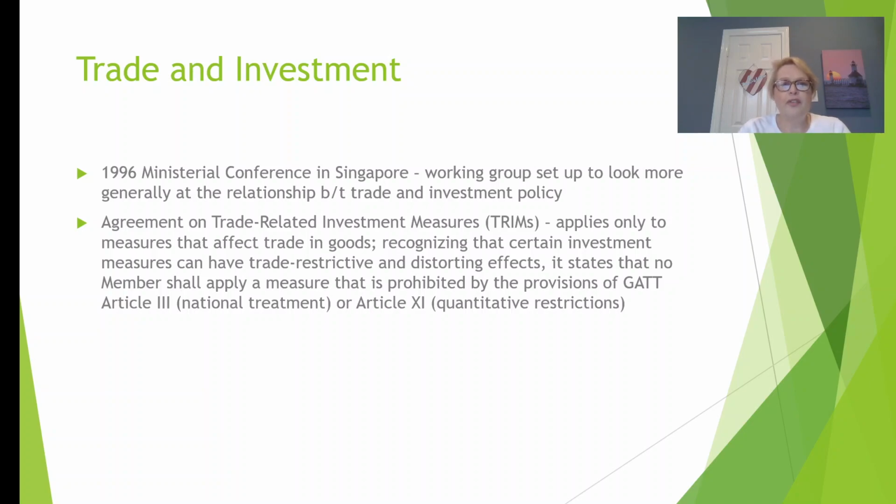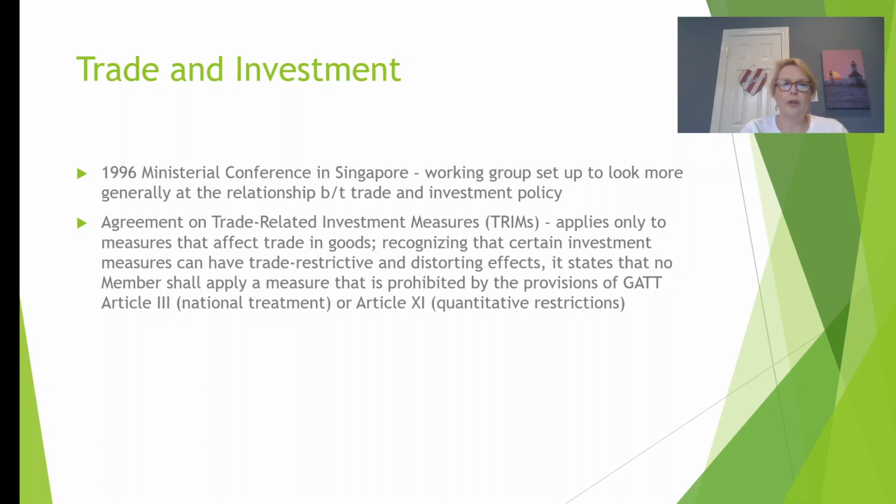This is on your test as well. This is very important. The Agreement on Trade-Related Investment Measures, you need to know those exact words. It's referred to as TRIMS. You also need to understand that it applies only to goods, not services. So only actual items. And it's saying that no member of the WTO can apply anything that is against national treatment, which we talked about at the very beginning of the term, or Article 11, which is about quantitative restrictions, so basically quotas.